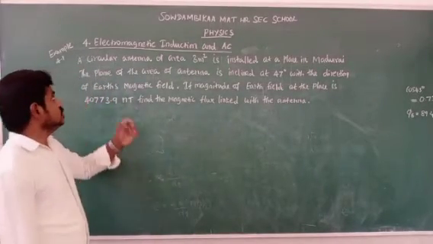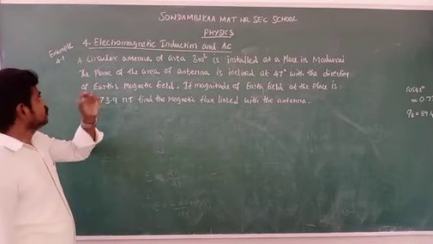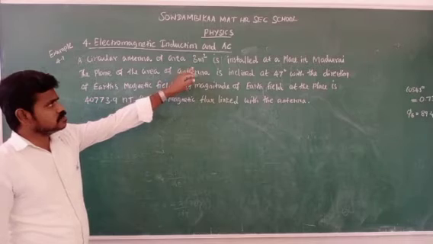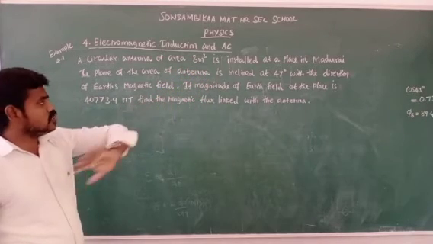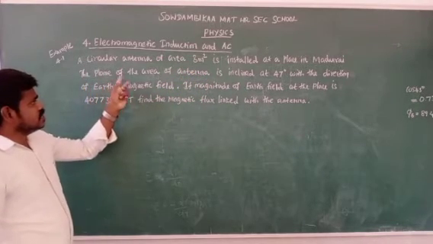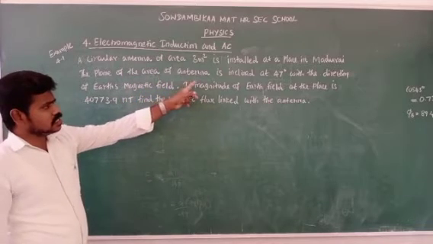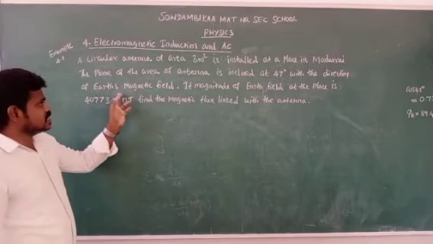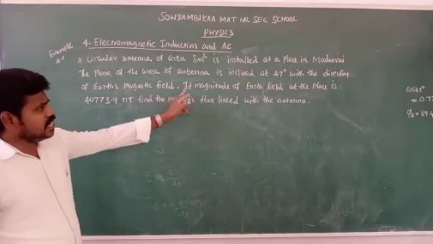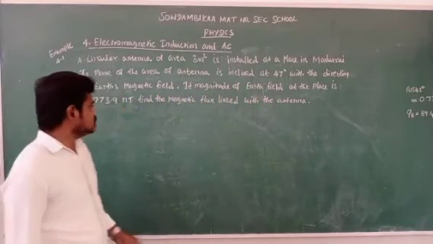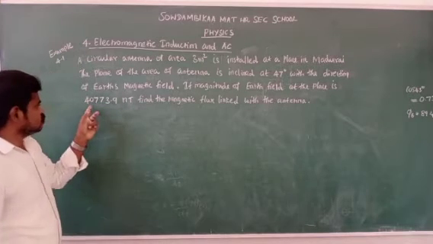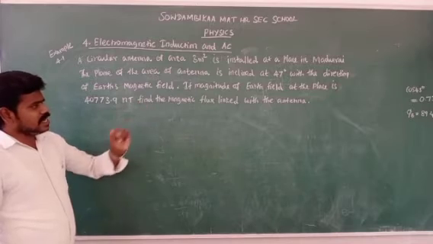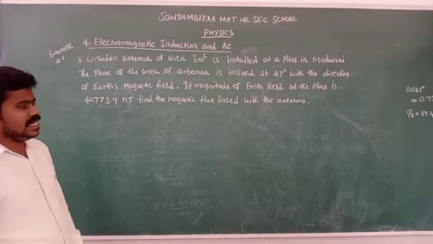Next, example 4.1. A circular antenna of area 3 meter square is installed at a place in Madurai. The plane of the area of the antenna is inclined at 47 degree with the direction of the earth's magnetic field. If the magnitude of the earth's field at the place is 40,773.9 nanotesla, find the magnetic flux linked with the antenna.